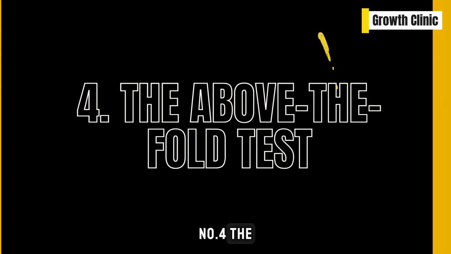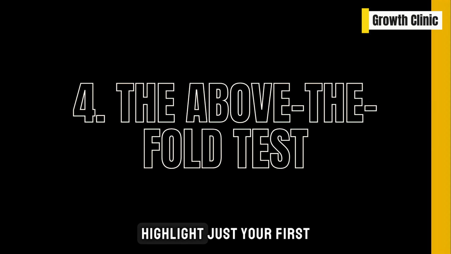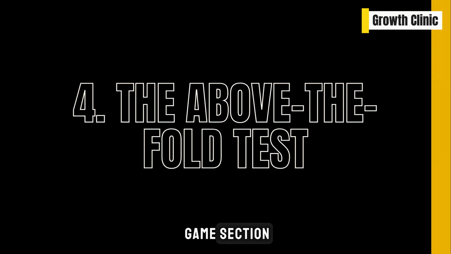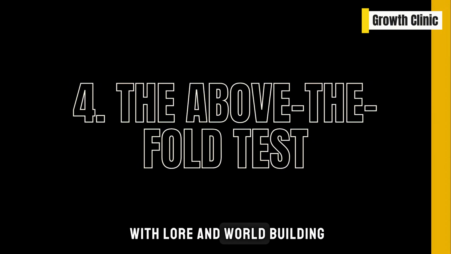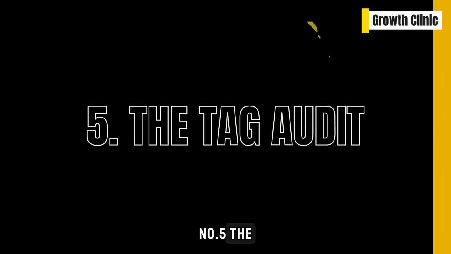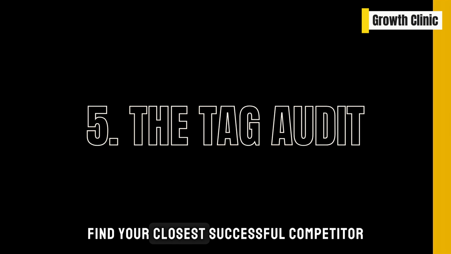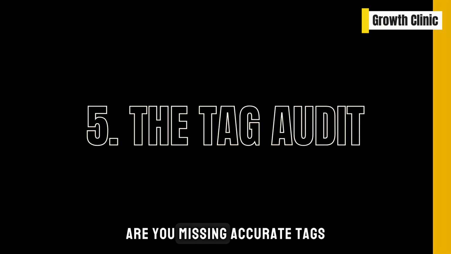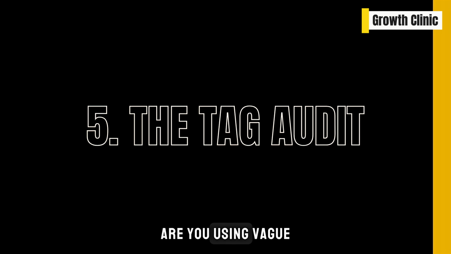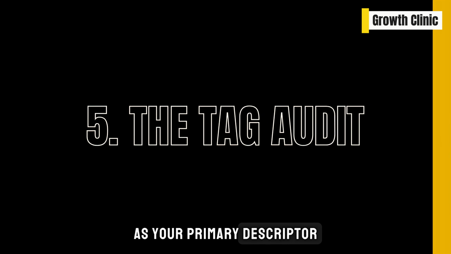Number 4. The above the fold test. Highlight just your first 2 visible lines in the about the game section. Do they open with conflict, player promise or emotion? Or do they open with lore and world building? Number 5. The tag audit. Find your closest successful competitor, list their top 8 tags and compare with yours. Are you missing accurate tags? Are you using vague filter tags like indie as your primary descriptor?